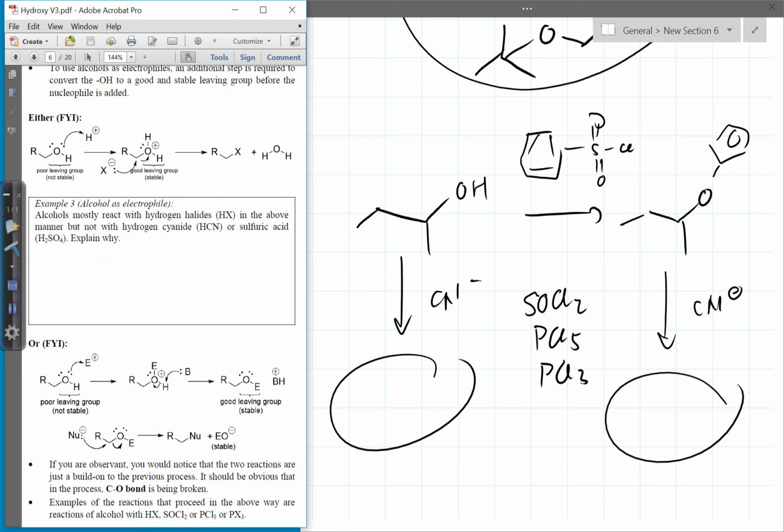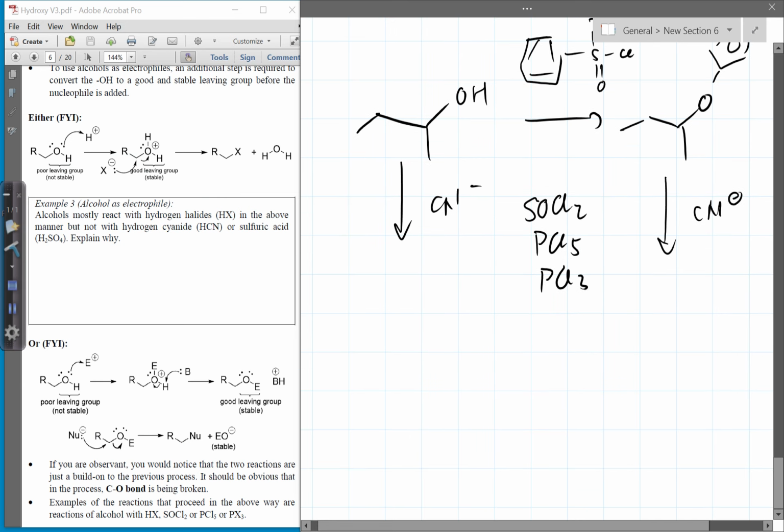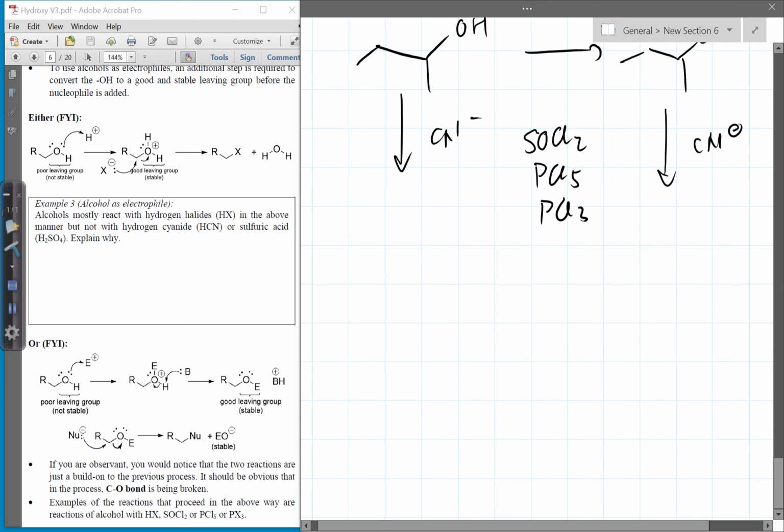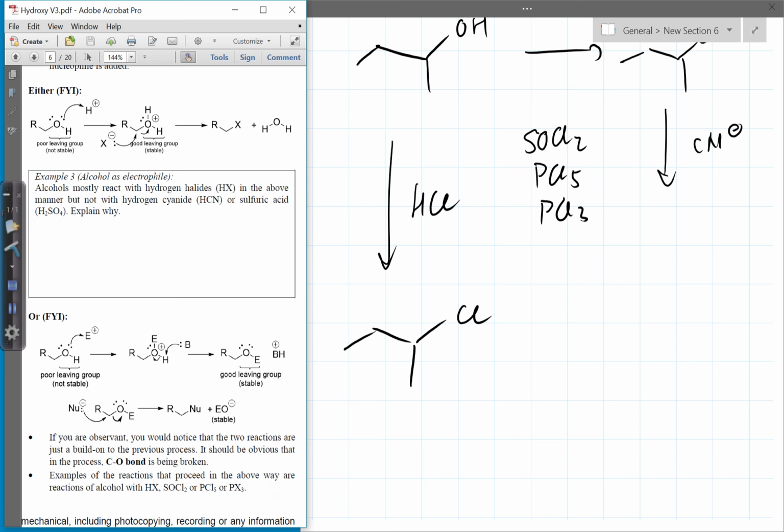The following part is just for your information, enrichment purposes. If what you want to do is form this compound from your alcohol, you will introduce HCl. If it's Br, then it will be HBr and so on. So you can either introduce HX species to convert it to an RX, or for the bottom one, you can convert it to another good leaving group. But for now, we'll just focus on the first one.